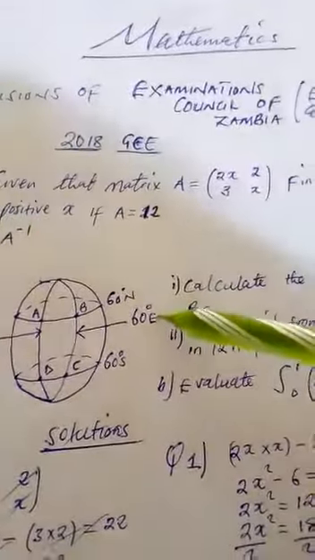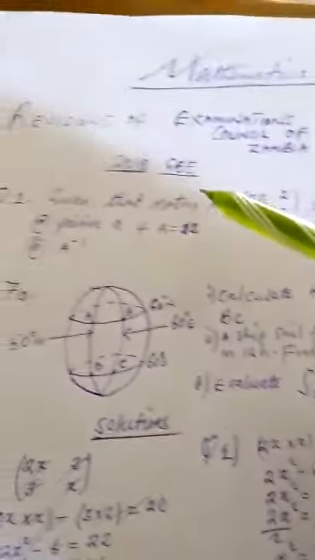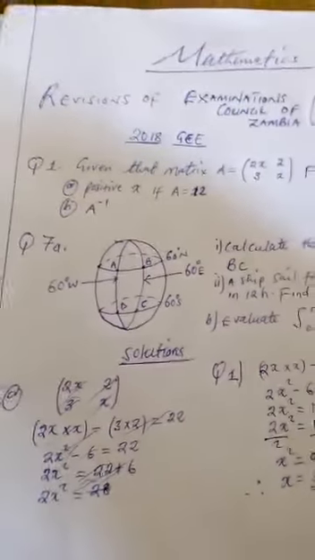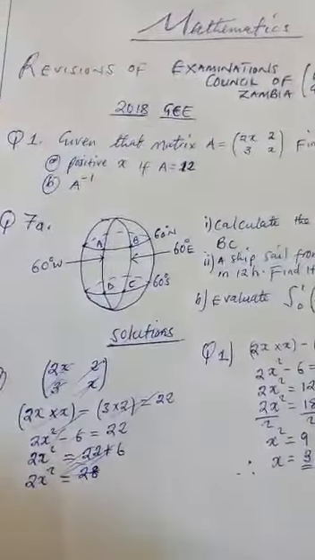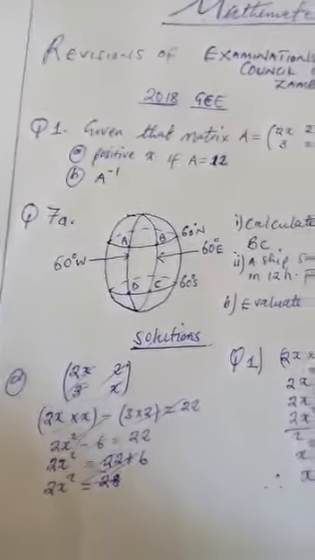Revision of Examination Council of Zambia, ECZ, paper 2, grade 12. So we're going to revise 2018, and we're going to revise all the questions in it, but for today we'll do question 1 and question 7a.